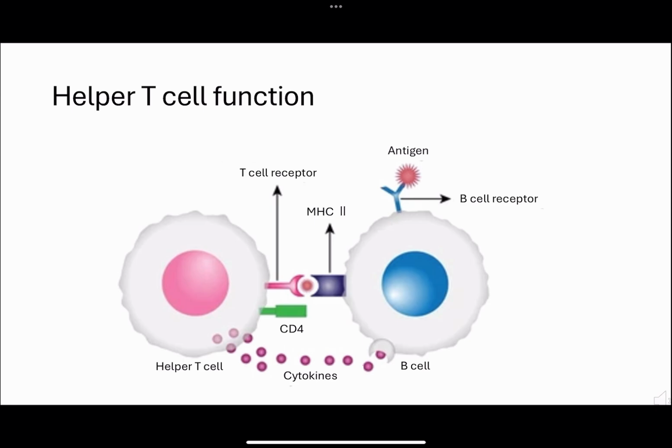DP cells also become helper T cells when they express CD4, which then bind MHC class 2 molecules and activate B cells and phagocytes with cytokines.